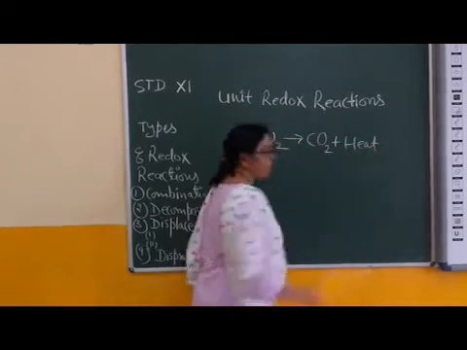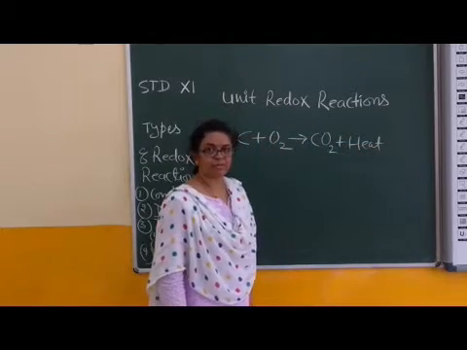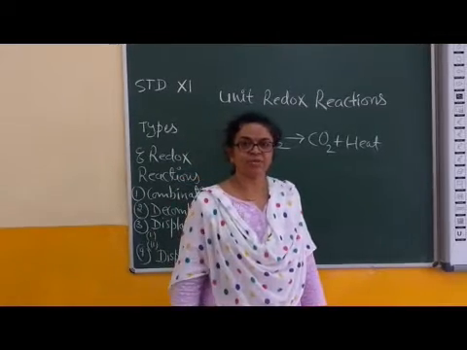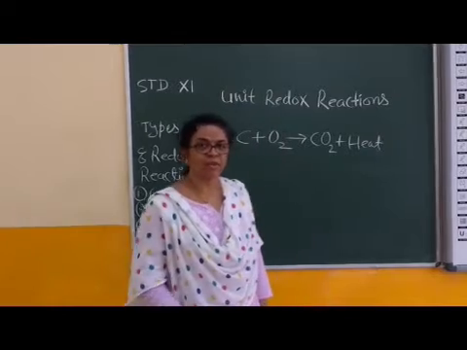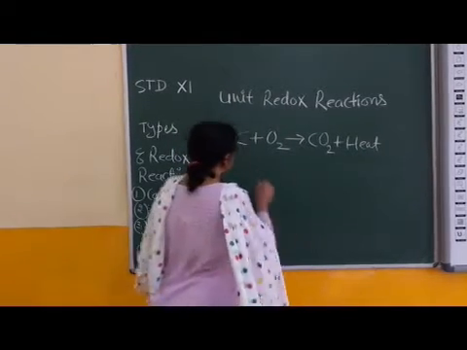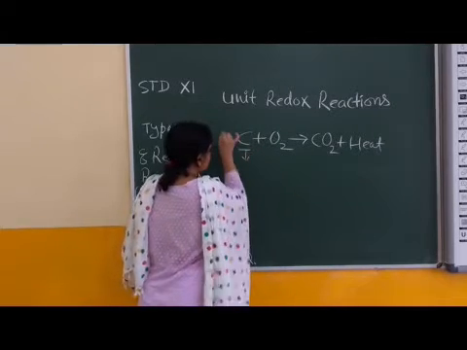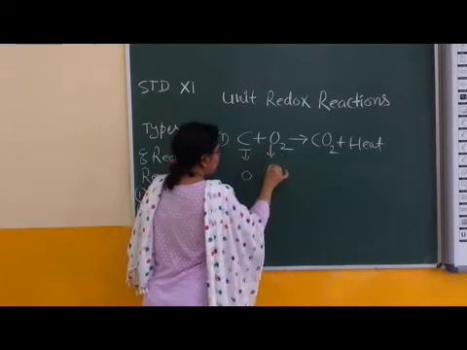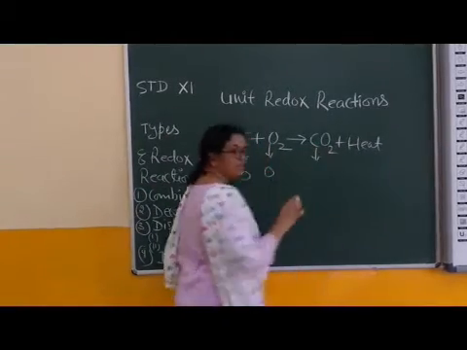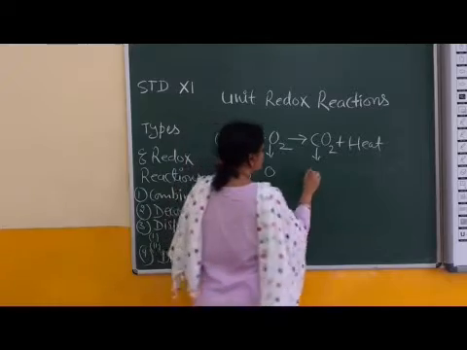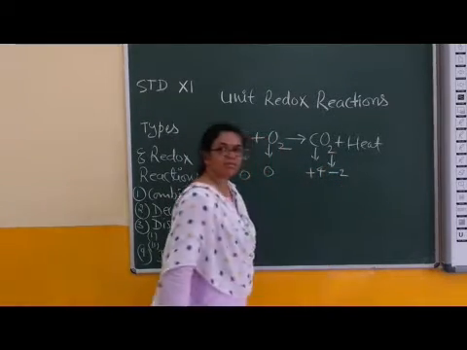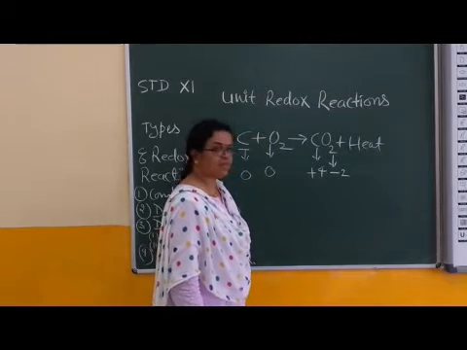Combustion is an exothermic process. Now, on the basis of electron transfer, exchange of electrons, decrease or increase in oxidation number, identify which reactant is oxidized. In elemental form, oxidation number is 0. In elemental form, oxidation number is 0. On the product side, this is combined form CO2, oxidation number is +4 and oxidation number of a single oxygen is -2. Total negative charge is -4.